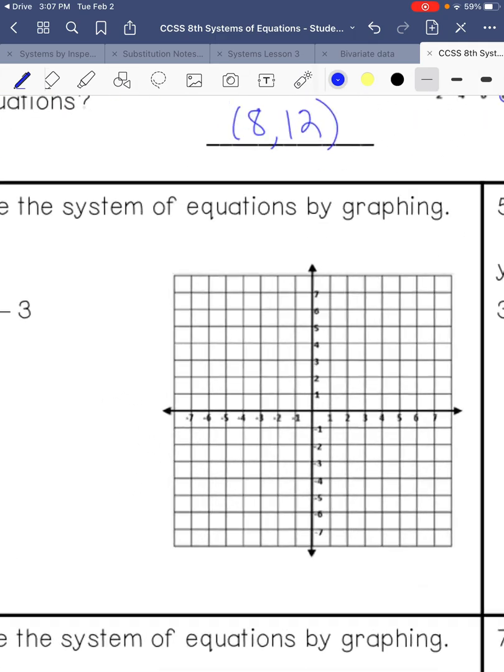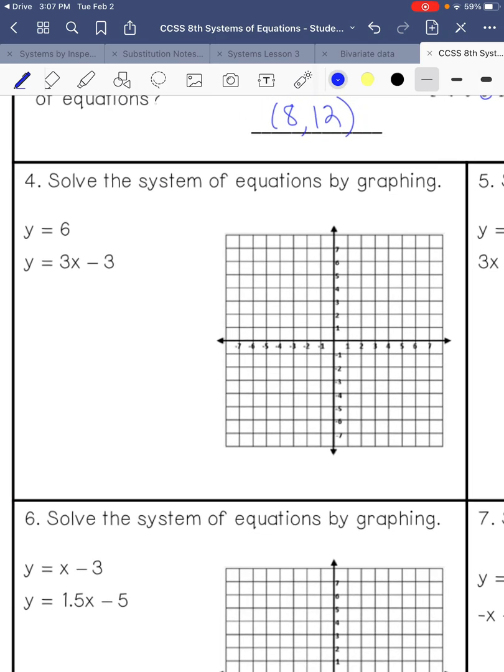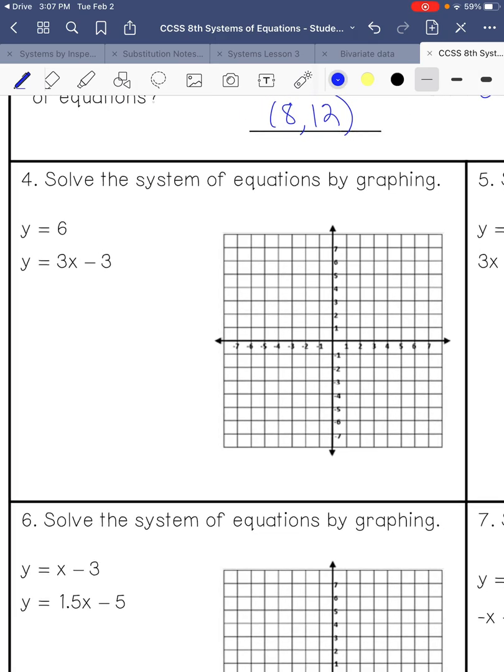All right, solve the systems by graphing. y equals 6. That's one of our special types of equations. It's going to be crossing the y-axis. It's going to be a horizontal line crossing at positive 6. Sorry, my line is such a mess. It's not very good, but okay. So that's that one there.